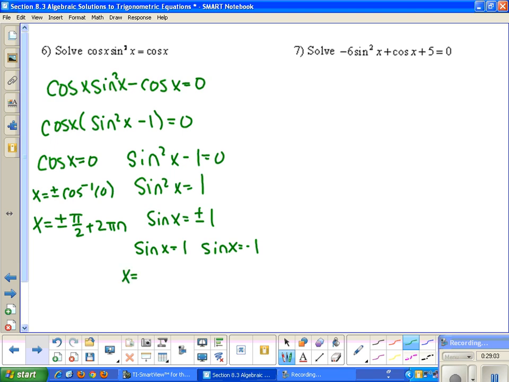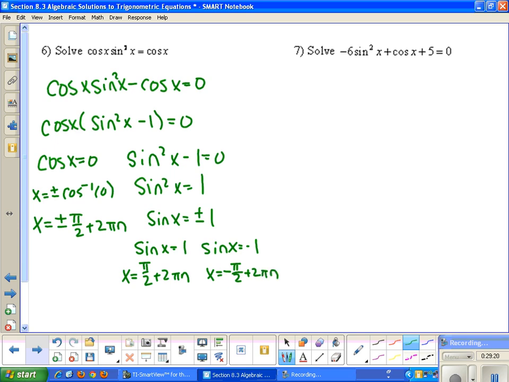So where do I get sine values of 1? Well, when x is equal to pi over 2 plus 2 pi n, and when x is equal to negative pi over 2, or you could use 3 pi over 2 if you wanted to, it doesn't really matter. Pi over 2 plus 2 pi n.